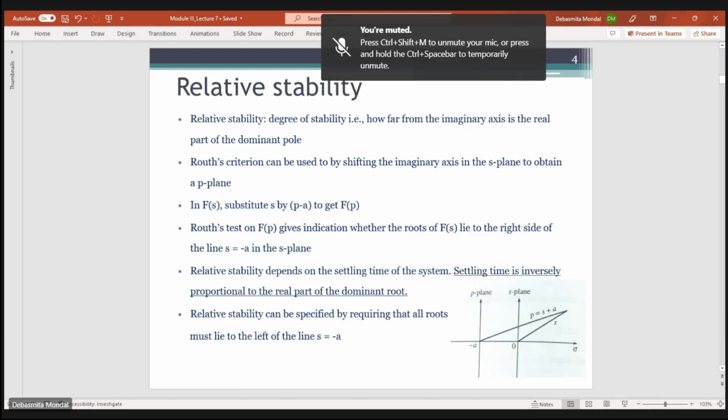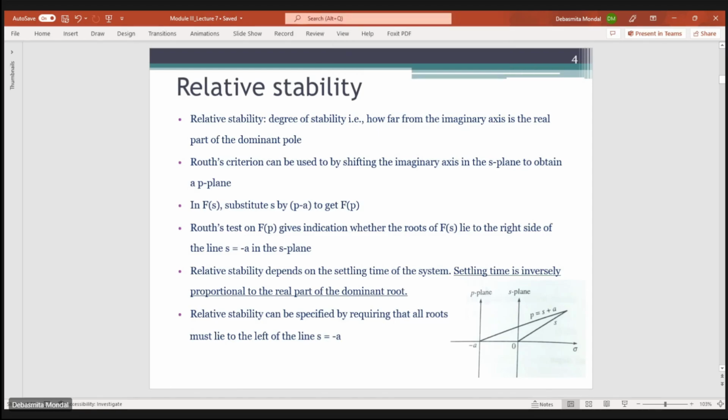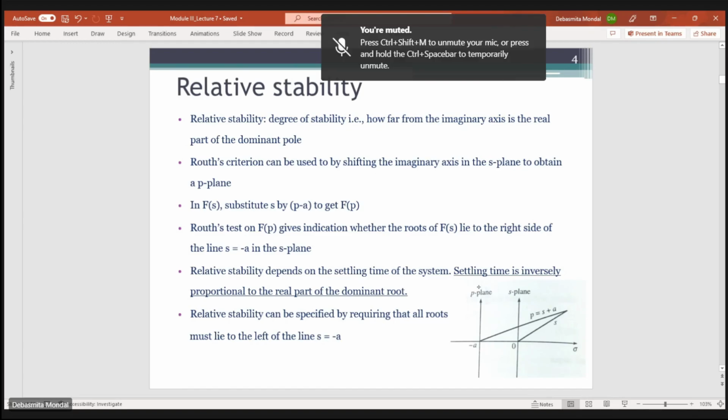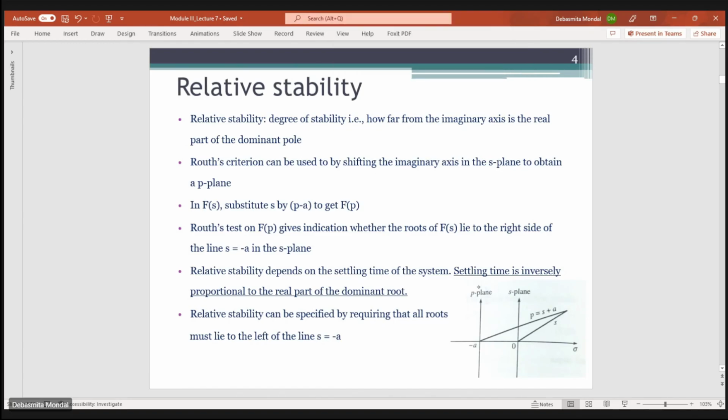So if you want to find out the degree of stability, you have to find how far from the imaginary axis is the real part of the dominant pole. That will give you information about the relative stability of the system. In order to get information about the relative stability of a system using the Routh-Hurwitz criteria, suppose in this figure you see that this is the S-plane. So S-plane means there is sigma over here and this is the j omega axis.